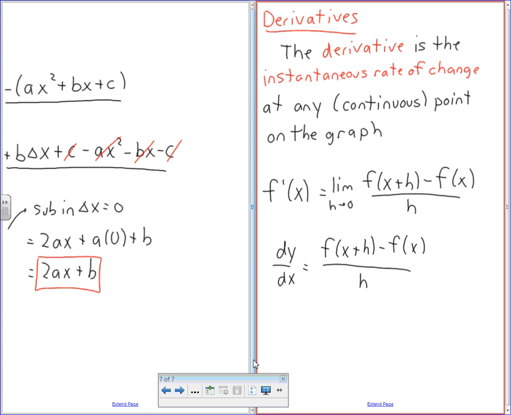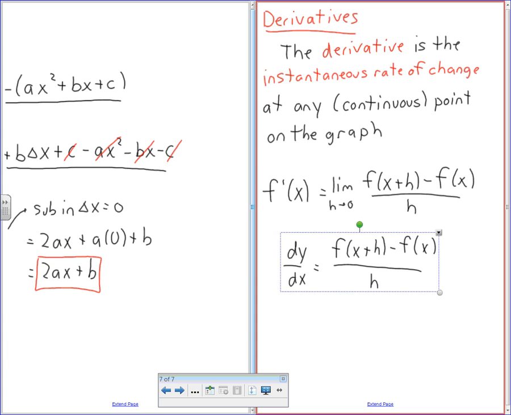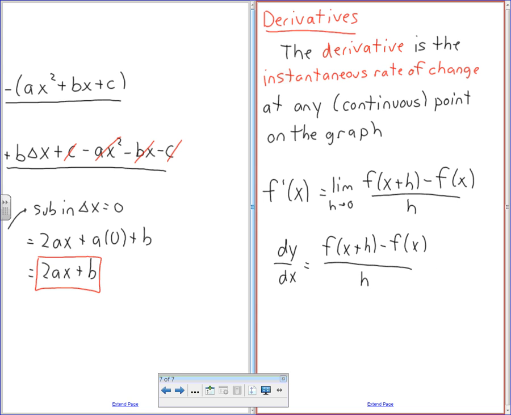So f prime of x is the limit as h approaches 0. I should probably put this over here too. That's this. It's not going to work. There should be a limit in here too. A limit statement should be in here too, for both of them, okay? dy by dx is the way that certain mathematicians write it. It's also the same as f prime of x. So f prime means first derivative.